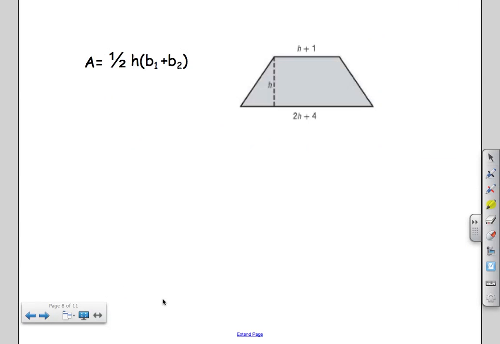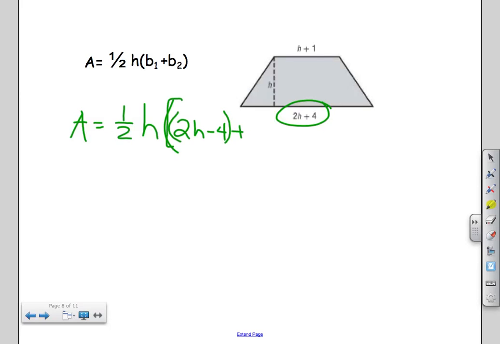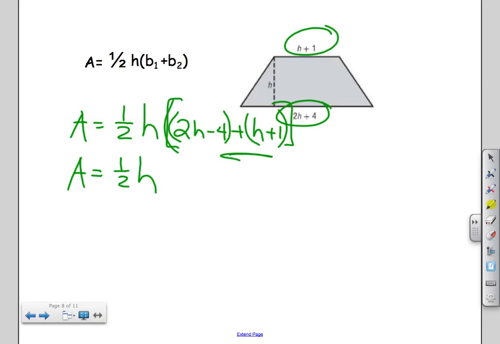So we have A equals 1/2 the height, and we know base 1 is 2h minus 4, plus, I could even have done it as a bracket, right? The other base, which is h plus 1, in parentheses and brackets. So A equals 1/2 the height. Now we have to work out inside the brackets here, right?